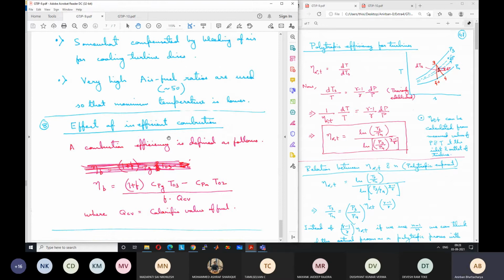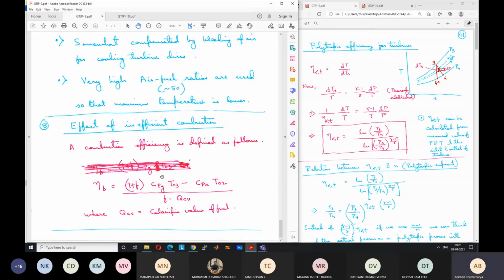So how is this accounted for in our calculations? This is accounted for by defining a parameter which is known as combustion efficiency, eta B, burning efficiency or combustion efficiency. We'll call it combustion efficiency. So this is equal to the energy rise that is occurring in the combustion products.